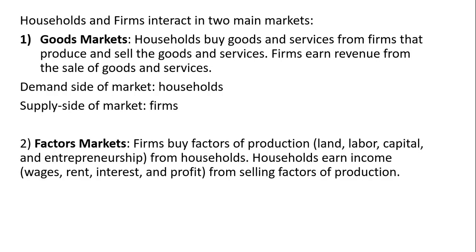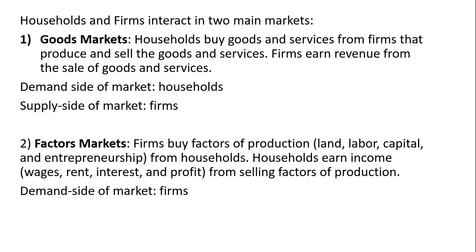And finally, the other main market is factors markets. Firms buy factors of production, which include land, labor, capital, and entrepreneurship from households. Households earn income, things like wages for labor services, rent from land, interest from capital, and profit from the owners of the firm, the entrepreneurs.